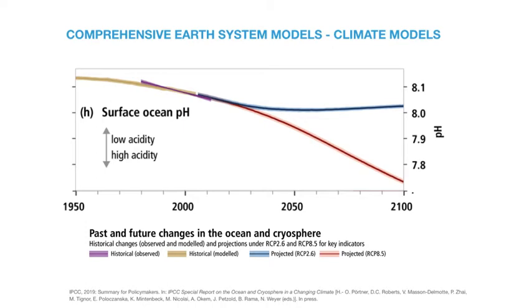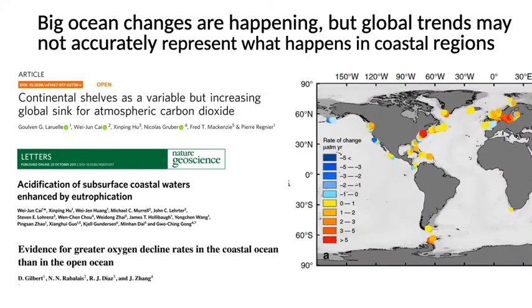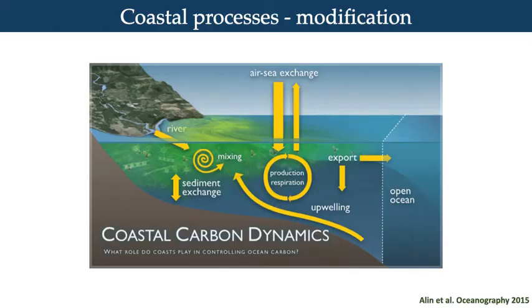And so the question then is, is this large scale information something that we can use in coastal regions in order to estimate risk? And some recent work is suggesting maybe not. And the reason is that while we know these big changes are happening and why they're happening, those global trends may not accurately represent what's happening inside coastal regions. And so there's some papers here for both carbon dioxide acidification as well as oxygen measures.